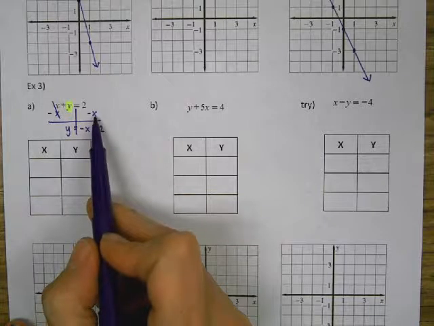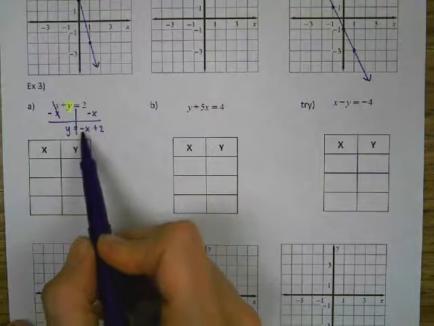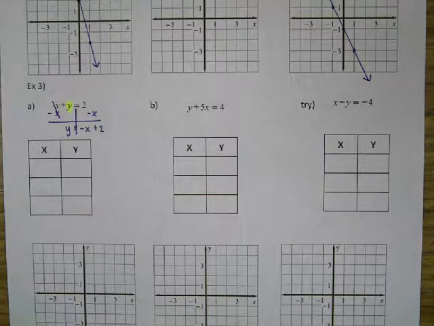And I'm going to be really careful since this has an x and this does not. We don't have like terms, so I need to make sure I have my negative x and also my positive 2. And now graphing is just like it was before.